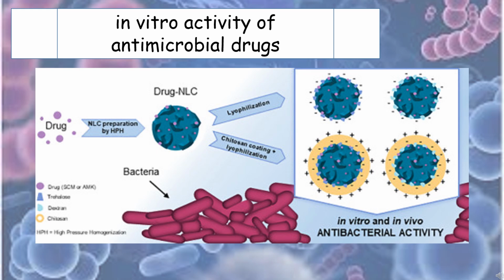To provide information, when appropriate, about the in vitro activity of antimicrobial drugs, the ability of an antimicrobial agent to inhibit or kill microorganisms in a laboratory setting, typically measured by testing its effectiveness against a specific bacteria or fungus in a controlled environment, like a petri dish, without involving a living organism. Essentially, it's how well the drug works against microbes outside the body.